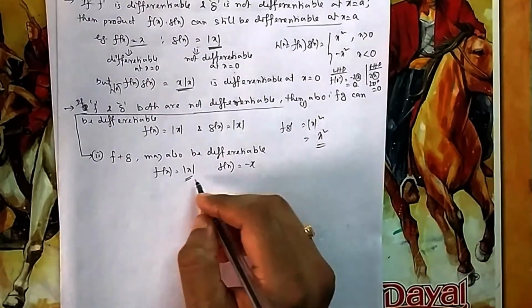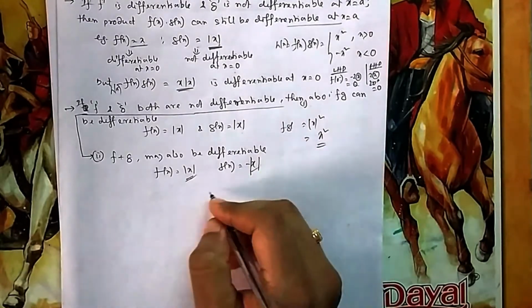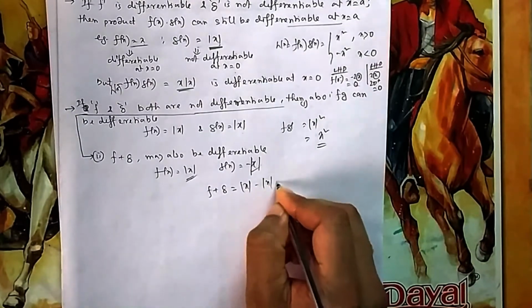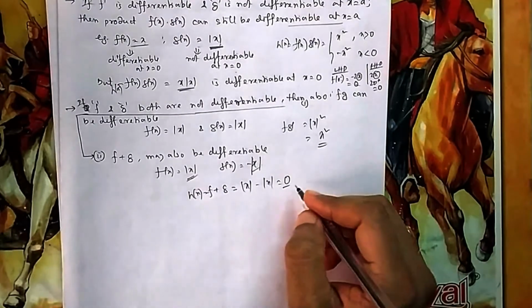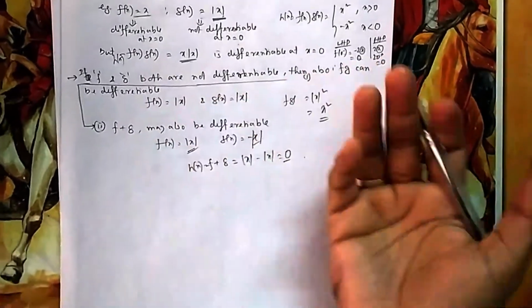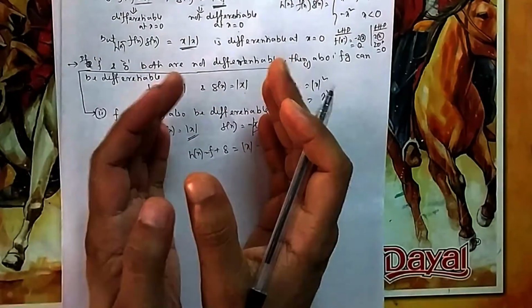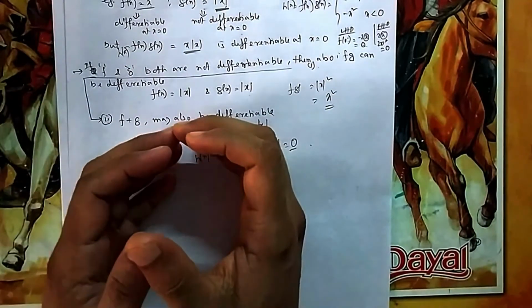As you can see, this is not differentiable at x equal to 0, and this is not differentiable at x equal to 0. But if you add these two, f plus g, they will cancel out to 0. So 0 is a function which is differentiable. It is constant; if you take the differentiation, it is 0. Left and right hand both will be 0. So you have to be careful. It is not that if both are not differentiable, then the sum or the product is not differentiable. You have to see what function is forming and check whether that is differentiable or not.